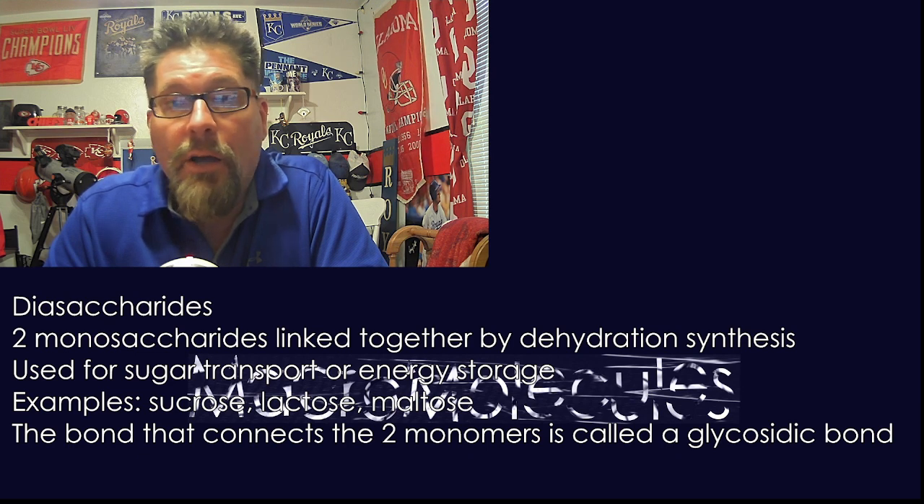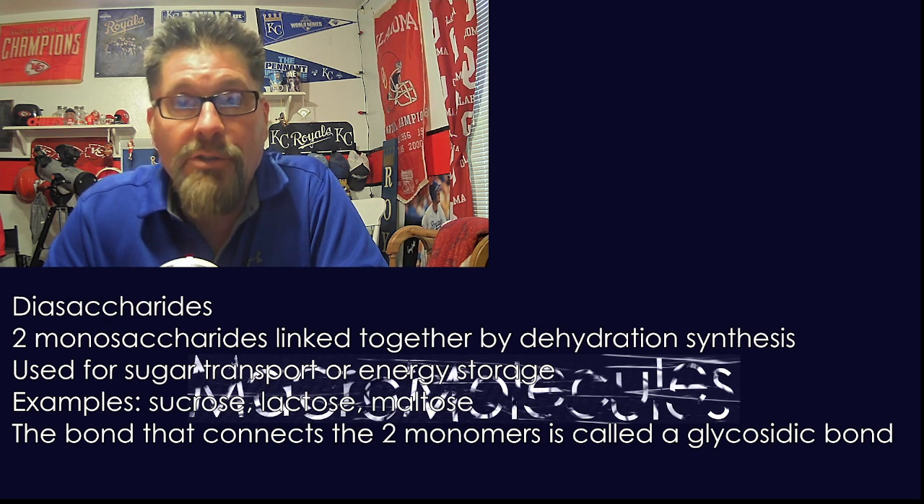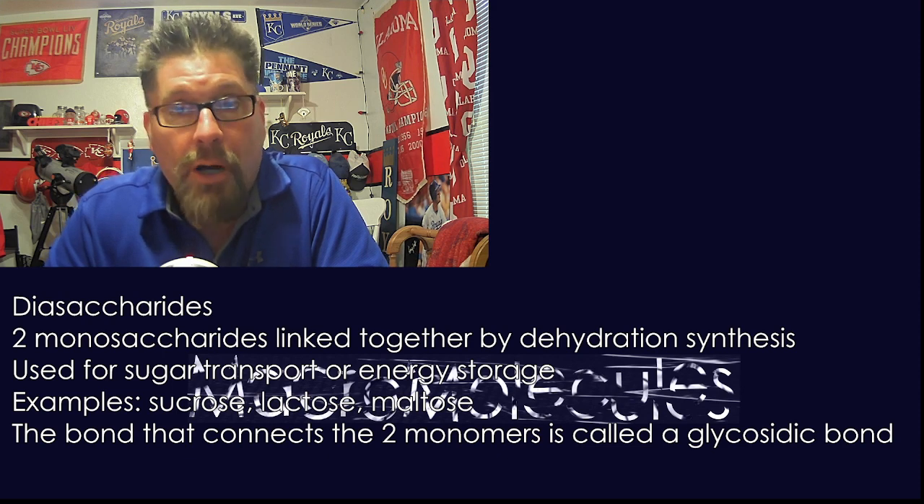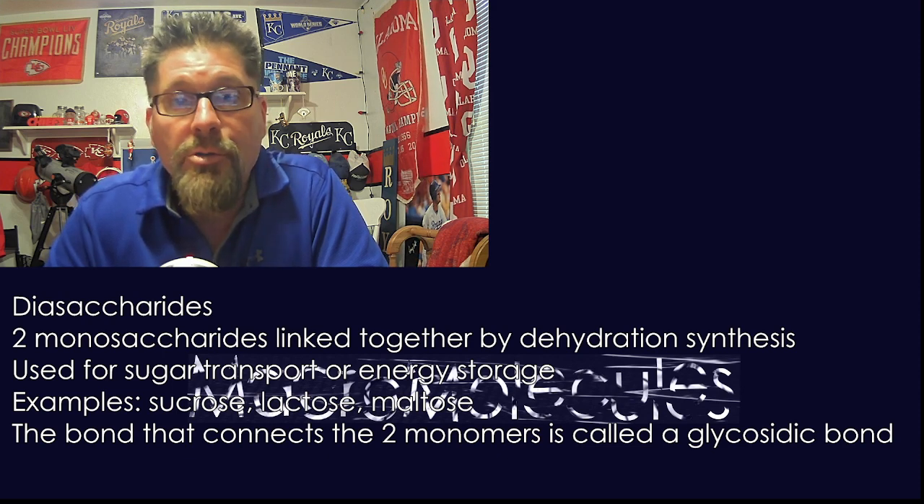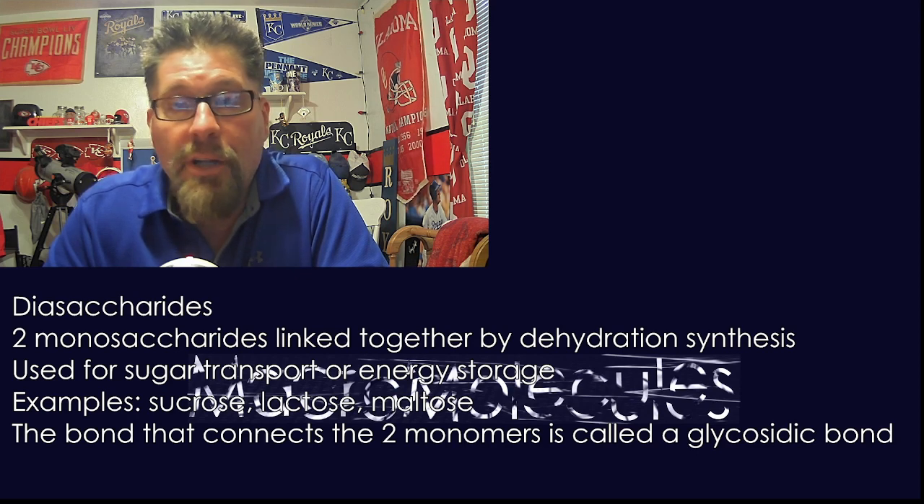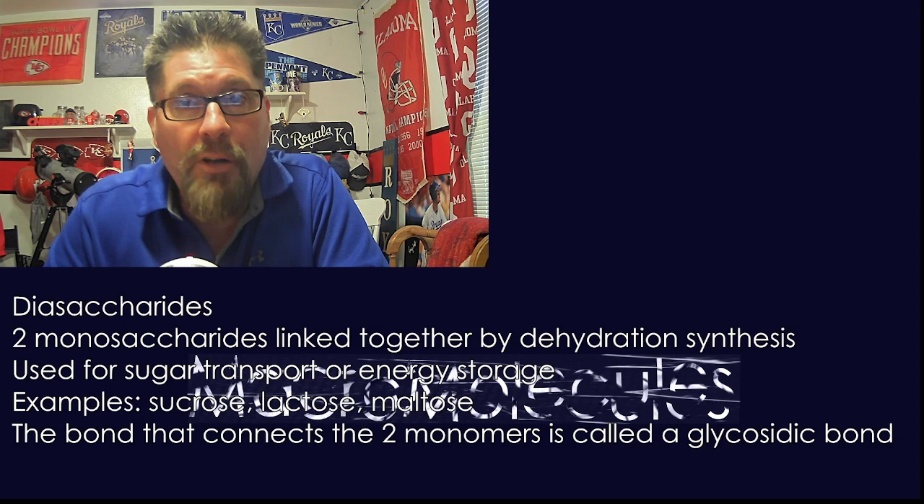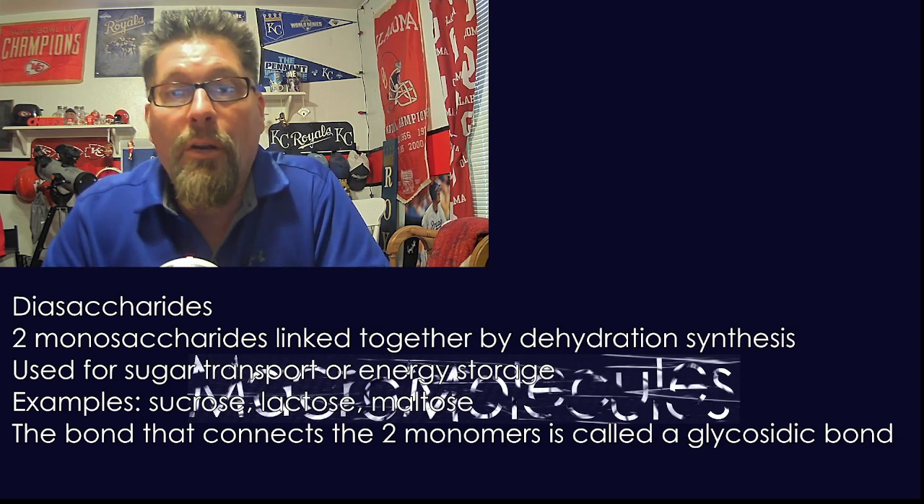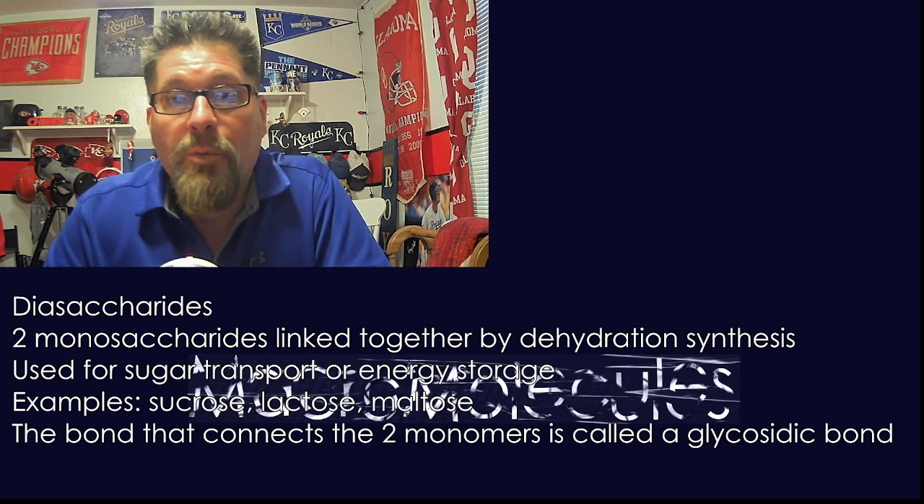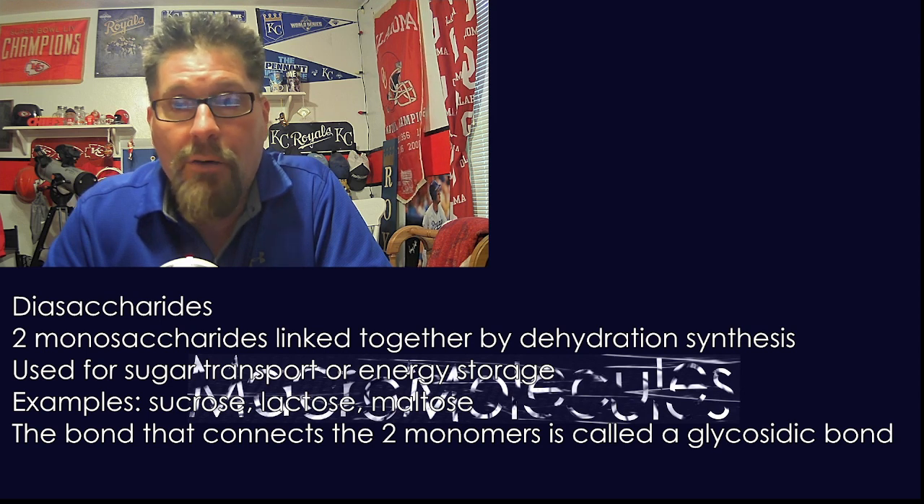disaccharides, and of course we talked about dehydration synthesis as the building process, but when those two monomers are put together, the bond between them is called a glycosidic bond. Now, glycosidic bond is not a type of bond like covalent or ionic or hydrogen bond. It's not a type of bond as far as a process, but when those bonds occur between monosaccharides to form a disaccharide, it's called a glycosidic bond.